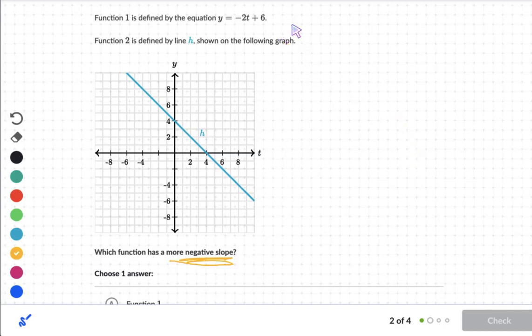Okay, so what I need to get from both of these functions is the slope and then compare them. In y equals mx plus b, the slope would be the m. So the slope for function 1 is negative 2. In function 2, the graph, the slope would be gotten by rise over run. You could also use the slope formula, but you already have a graph, so you might as well just count.